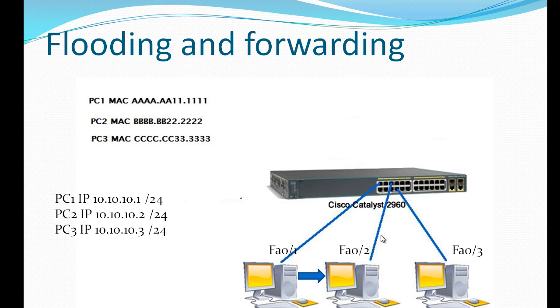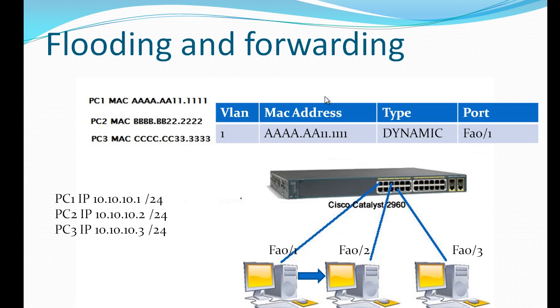So this is the concept you need to understand. Let me say it again. If PC1 sends the frame, the first thing the switch will do is check the source MAC address. If the switch has an entry for the source MAC address, the switch will look for the destination MAC address. But if the switch doesn't have an entry for the source MAC address, the switch will then add the MAC address to its MAC address table.